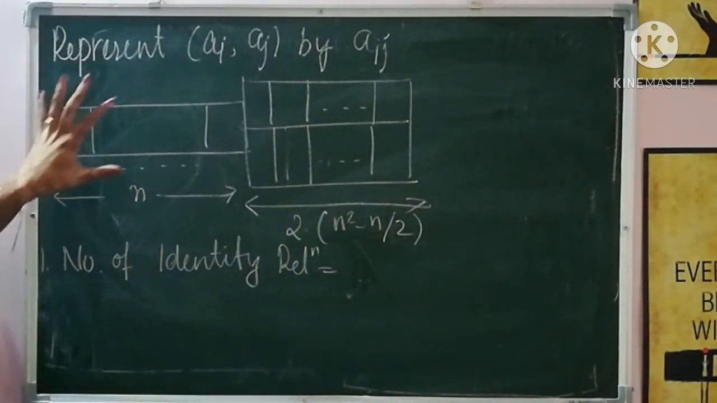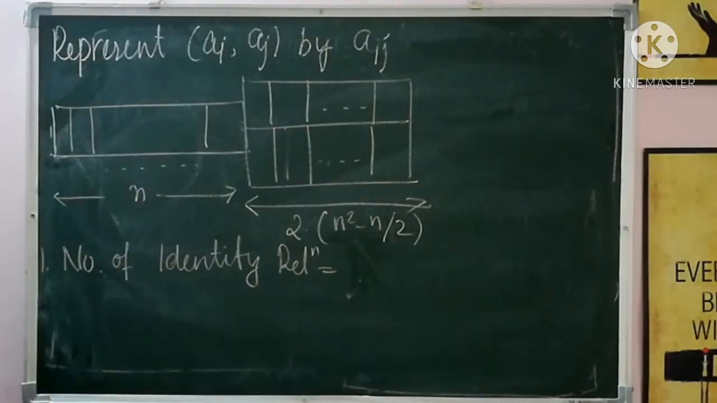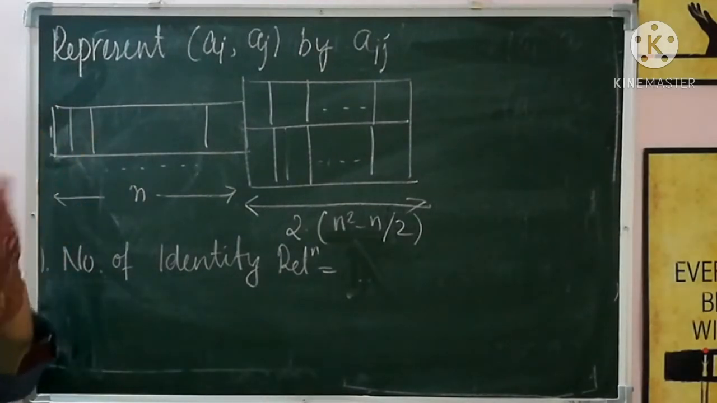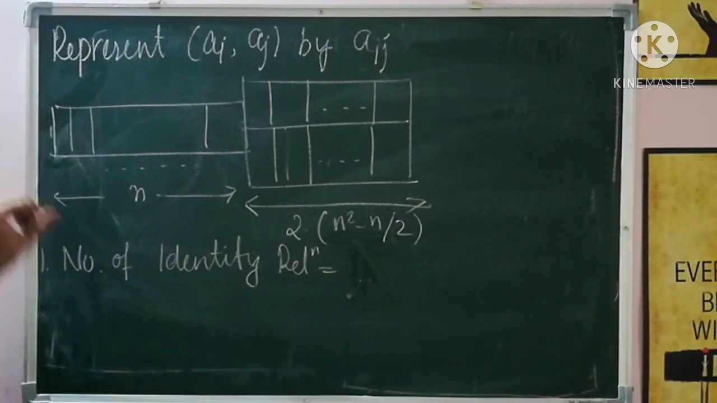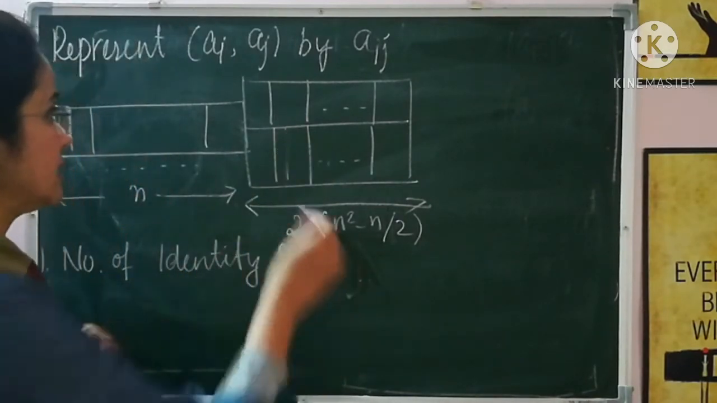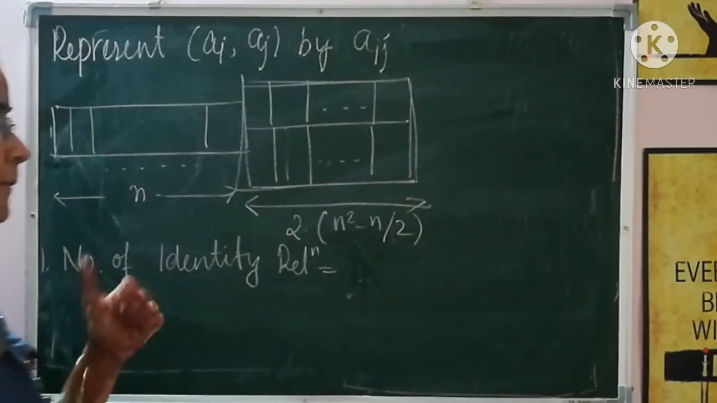So here, either I can choose an element or I can not choose an element. So suppose there are two ways. Suppose 0 is for choosing and 1 is for not choosing. Either I can choose the element or I can not choose the element. Here, in this particular box, what are the possibilities, what are the ways?